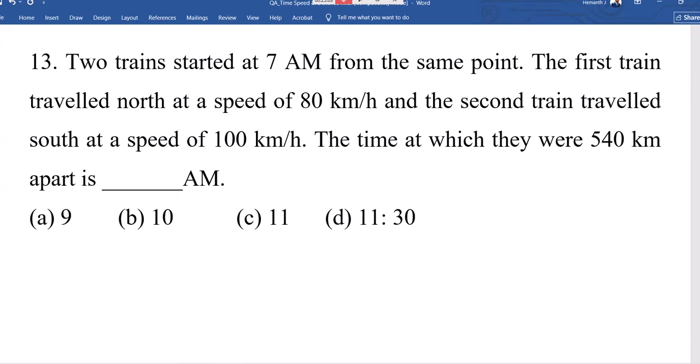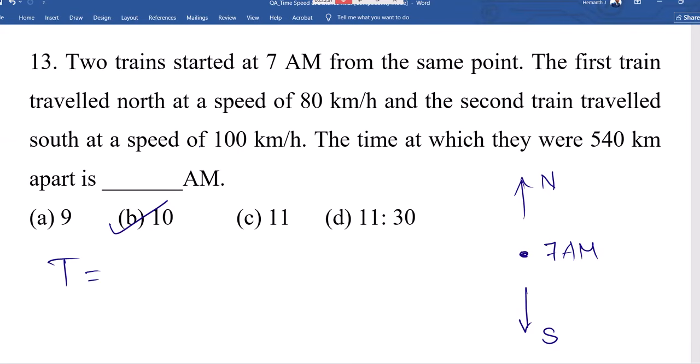Sir, 3 hours. Then the answer will be 10 a.m. Answer is 10 a.m. Good. North and south means opposite. Both started at 7 a.m. One train is moving towards north, another towards south. At 7 a.m. both trains are at the same point, so they travel in opposite directions. They're asking for the timing.